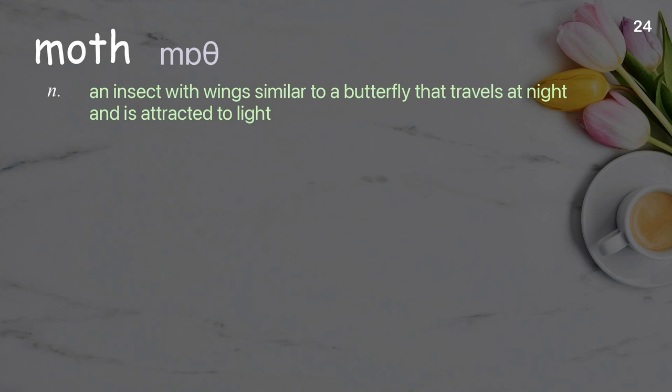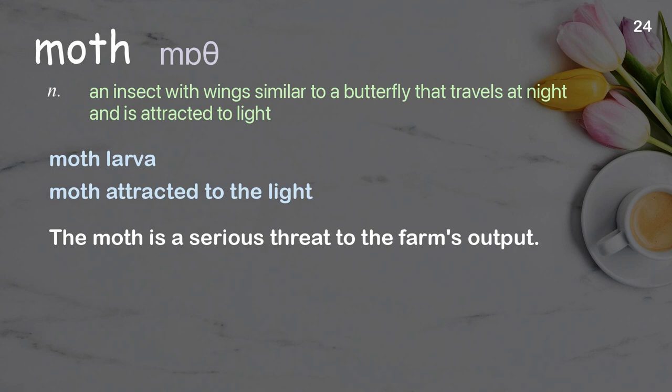Moth. An insect with wings similar to a butterfly that travels at night and is attracted to light. Examples. Moth larva. Moth attracted to the light. The moth is a serious threat to the farm's output.